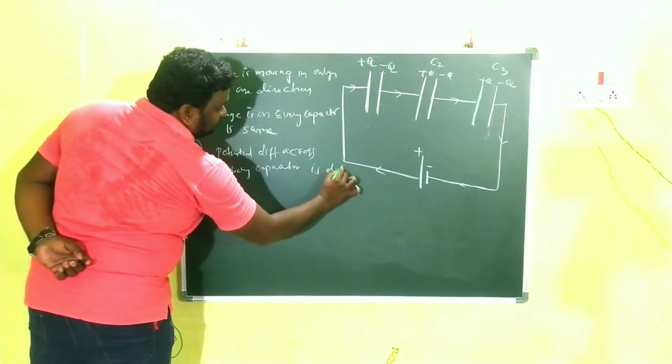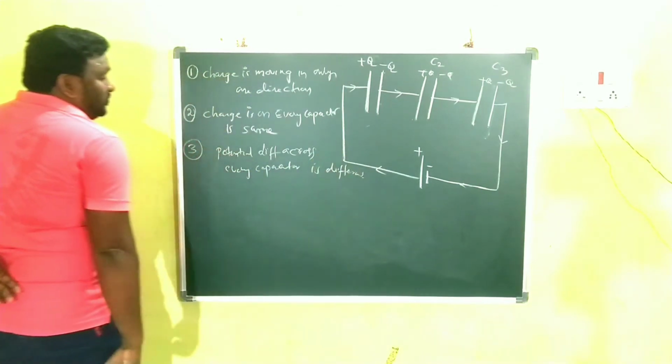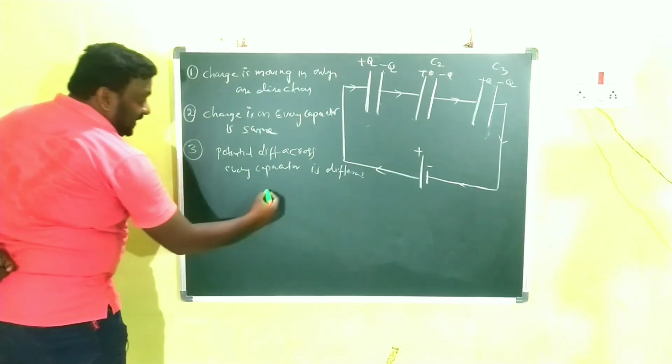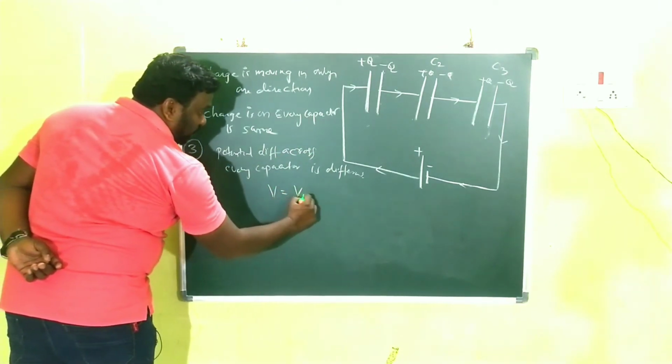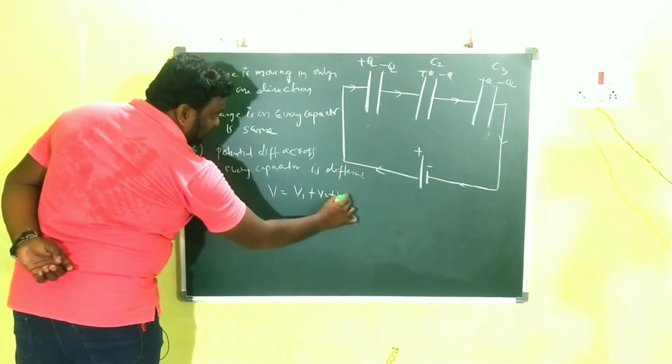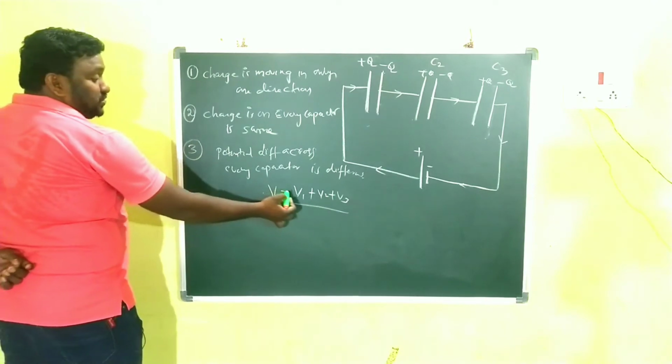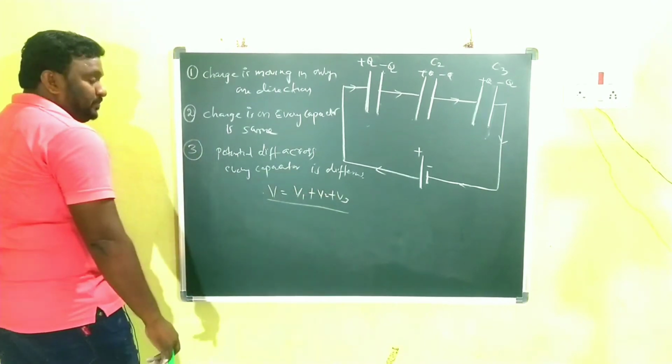Is different. Potential difference across every capacitor is different. And we can say that V is equal to V1 plus V2 plus V3. This is the important thing here. V is equal to V1 plus V2 plus V3.